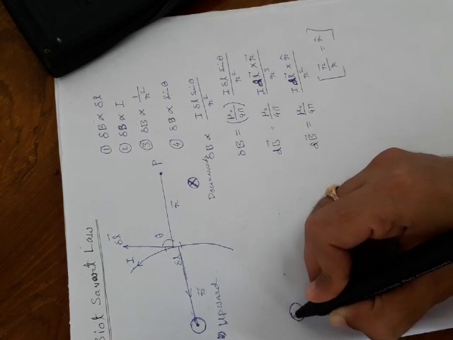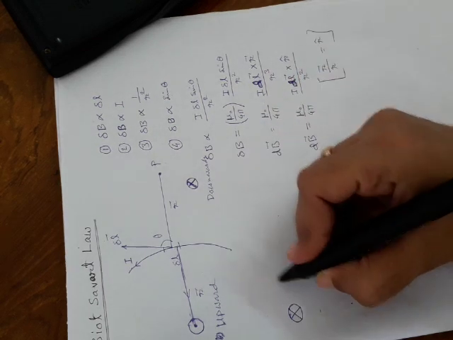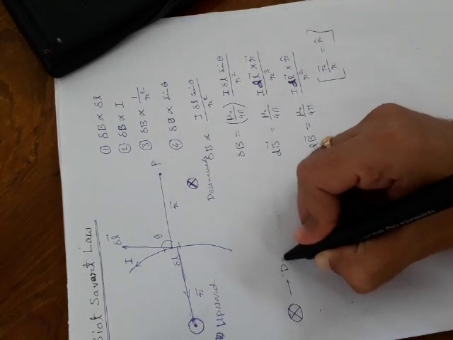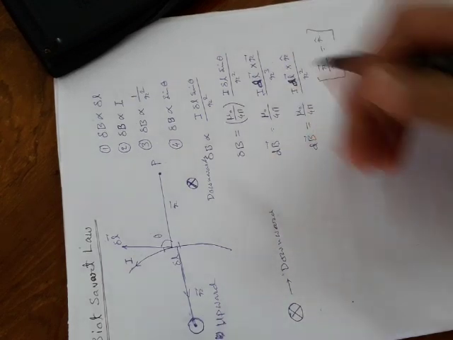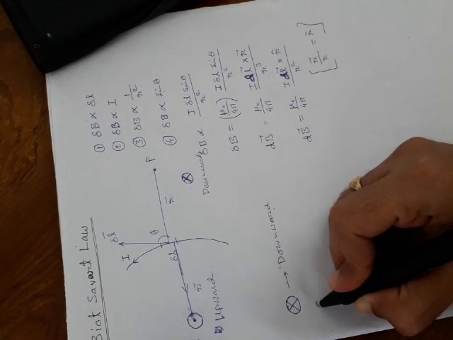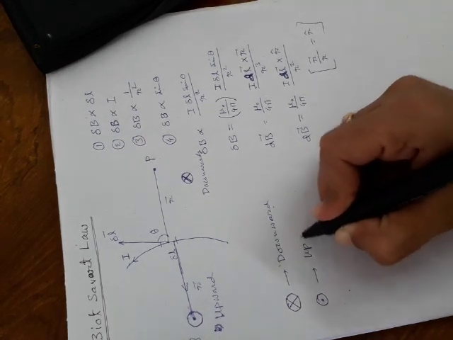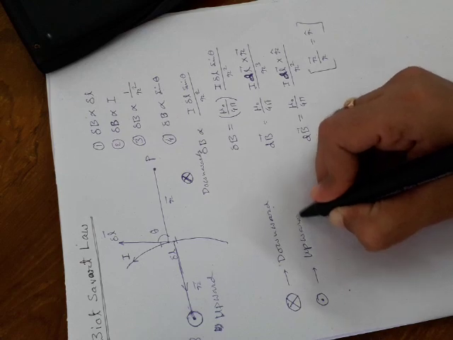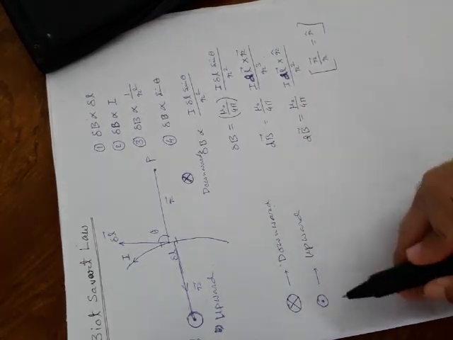Okay, note this: for downward magnetic field we write cross, and for upward direction we write dot like this.